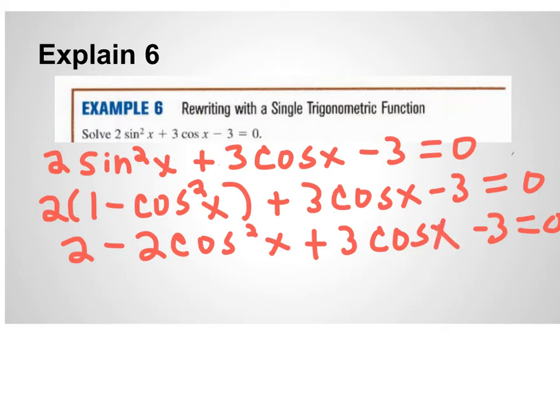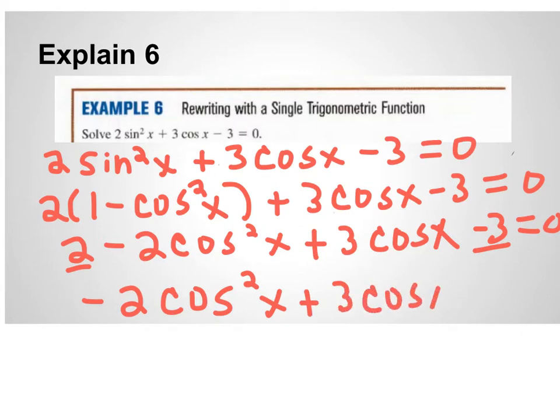Okay, so now I'm going to simplify even further. I notice I have some like terms. I have the 2 and the negative 3. So I'm going to rewrite this as negative 2 cosine squared x plus 3 cosine x. That doesn't change. Combining the 2 and the negative 3 leaves me negative 1, and that's all equal to 0. Now I've rewritten the left side in terms of cosine, and now I'm set up to start my factoring.